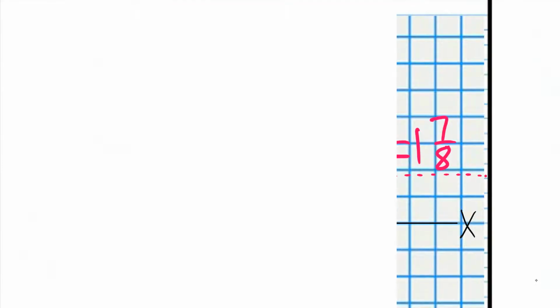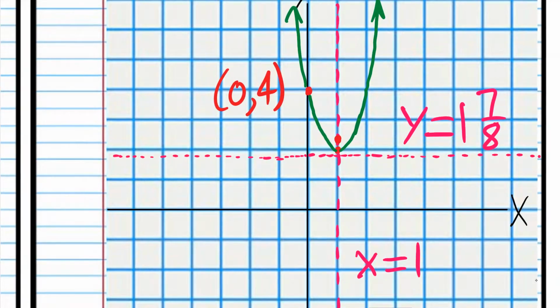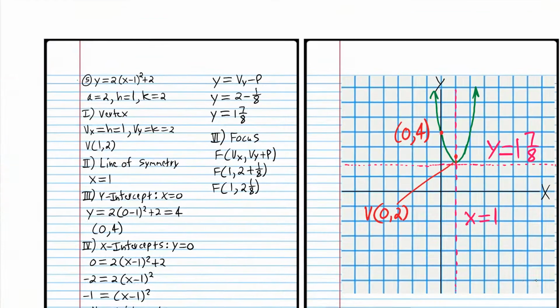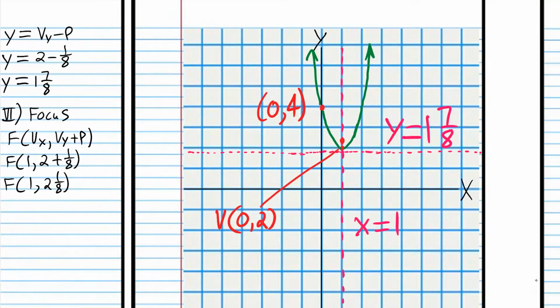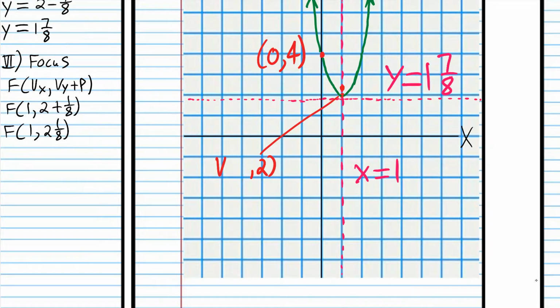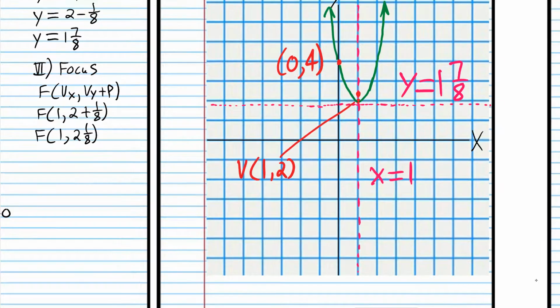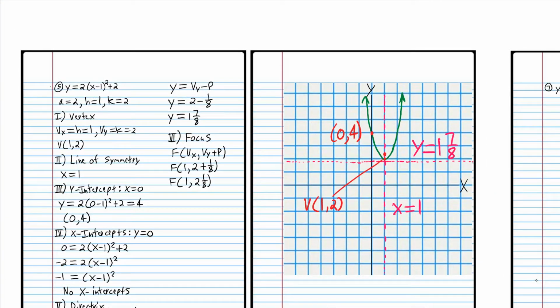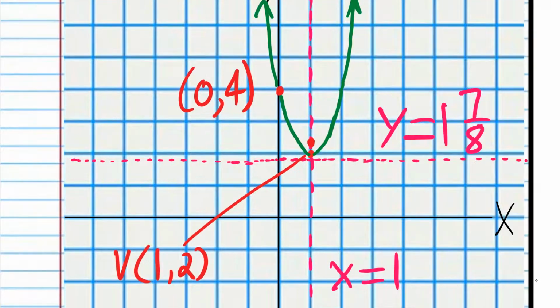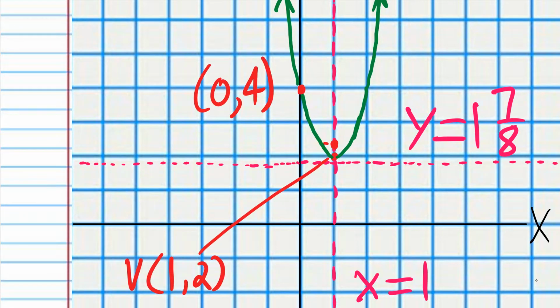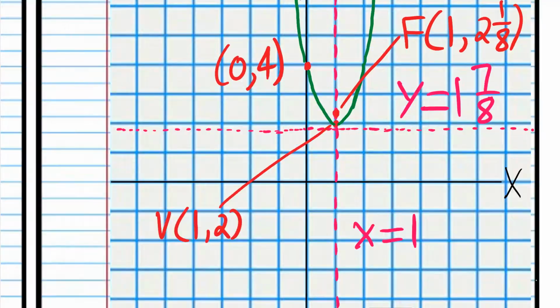And the vertex is, was it 0, 2? That was 1, I'm sorry, 1, 2. My mind's playing tricks on me. 1, 2, and the focus is 1 and 2 1/8. So maybe I can go up here. 1 and 2 1/8.